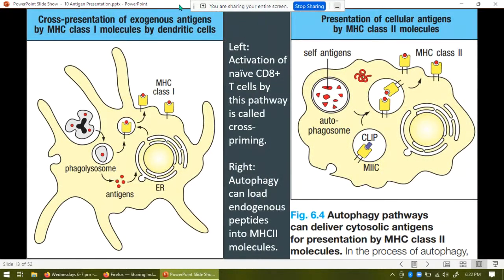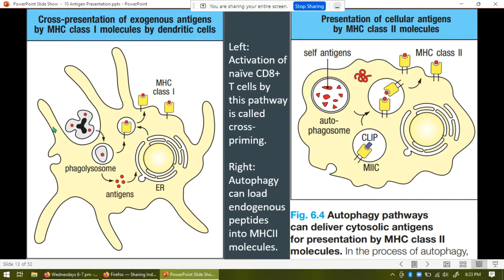Now there are a few interesting things that are not classical for MHC proteins. On the left, the activation of naive CD8 positive T cells can occur by an interesting route in dendritic cells called cross-priming, or cross-presentation, I should say. What can happen is this.